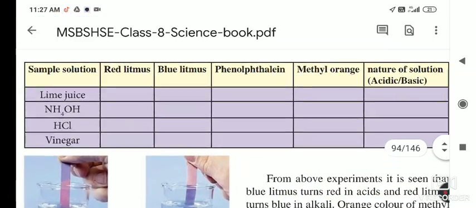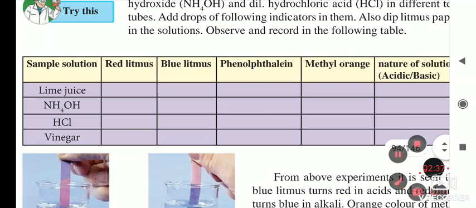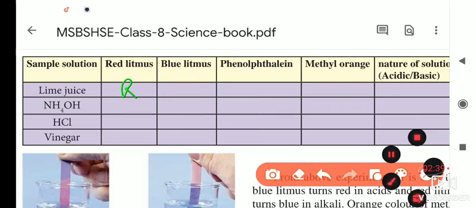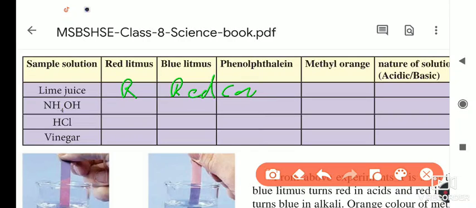So here red litmus remains red only. Blue litmus turns to red. Phenolphthalein in lime juice is colorless. Now methyl orange. If we add methyl orange to this lime juice, we see its color changes to pink.